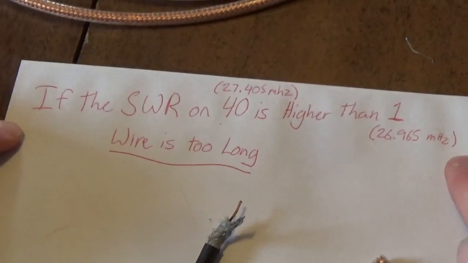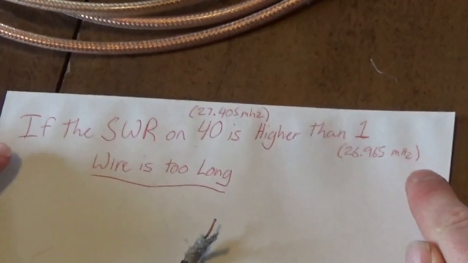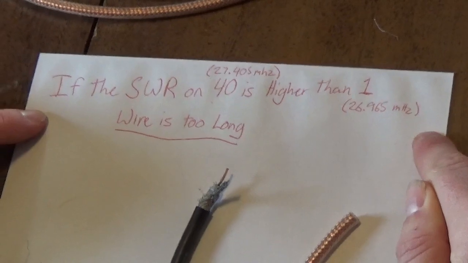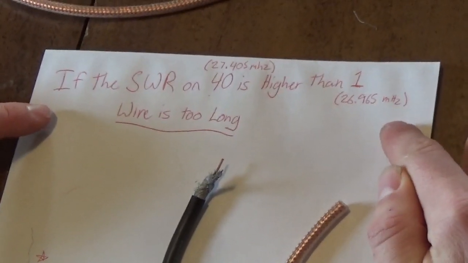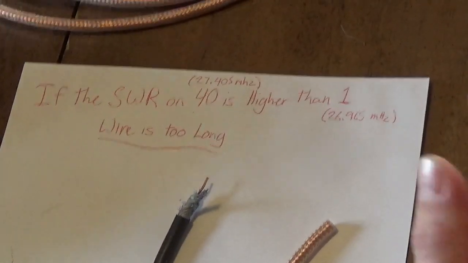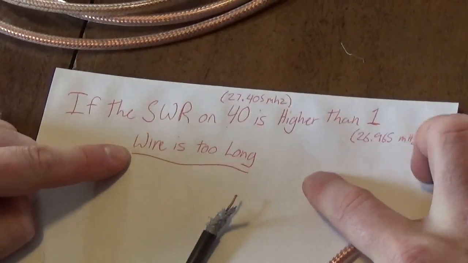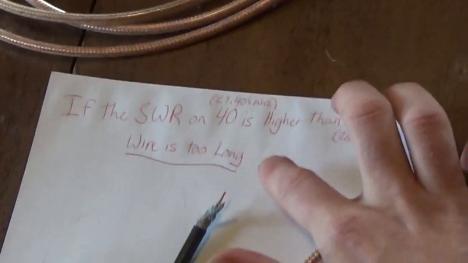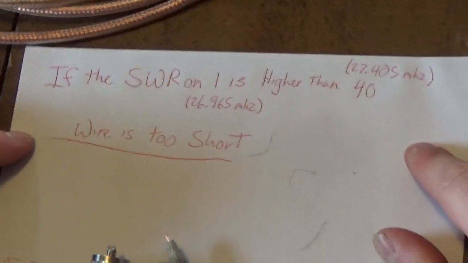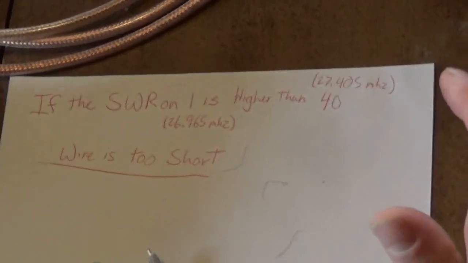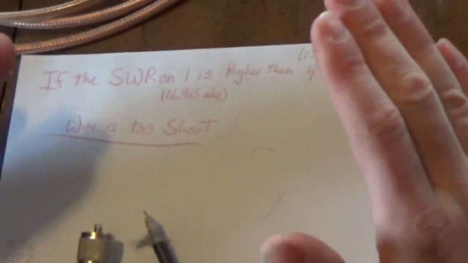On your antennas, when you build an antenna, now this information is specific to CB radio, but with a little learning, and I'm going to show you in the book here in a second, it will apply to all radio frequencies. So if the SWR on 40 is higher than 1, your wire is too long. And simply, just like outside, you shorten your wire up a little bit. Let's switch it around. If the SWR on 1 is higher than 40, it's too short, you need to lengthen it. Always cut your antenna wire longer than you need and adjust it down. It's just more simple than adding wire.